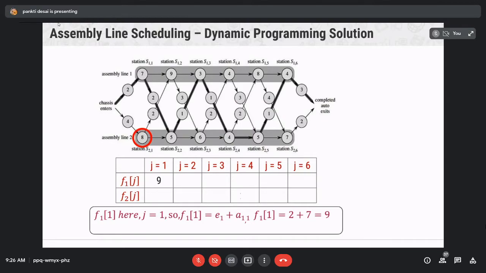Now if the chassis enters into assembly line 2, we have to find the value of F21. So how to find the value of F21? F21 is equal to E2 plus the time required by station S21. So 4 plus 8, so we can do it like this: F21 is equal to E2 plus A21, so that is 4 plus 8 is equal to 12.